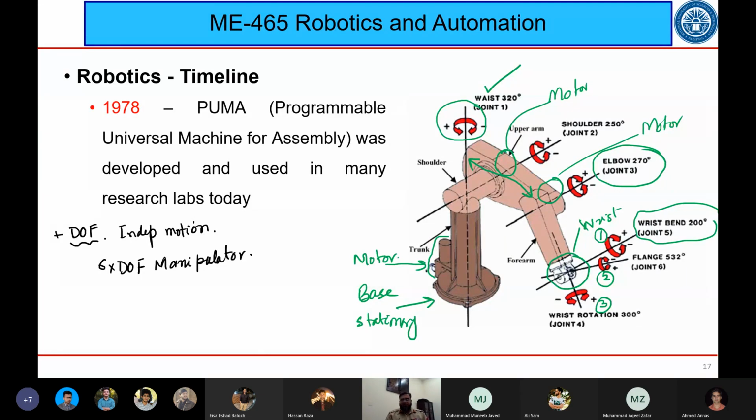ठीक है जी, ये वाली बात आपको समझ आई. अच्छा, अब एक जनरल रूल आप रख सकते हैं, जनरल रूल बना सकते हैं कि किसी भी एक मैनिपुलेटर में जितनी मोटर्स लगी हुई होंगी which can move independently, उतने ही डिग्री ऑफ फ्रीडम रोबोट कहलाता है। अब आपकी असाइनमेंट क्या है?